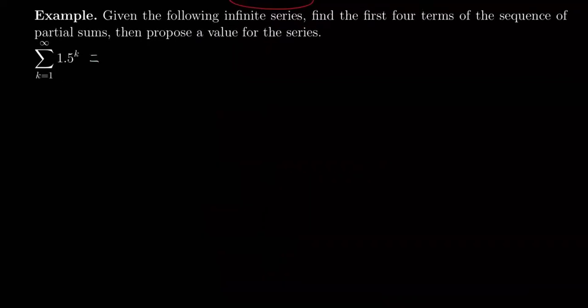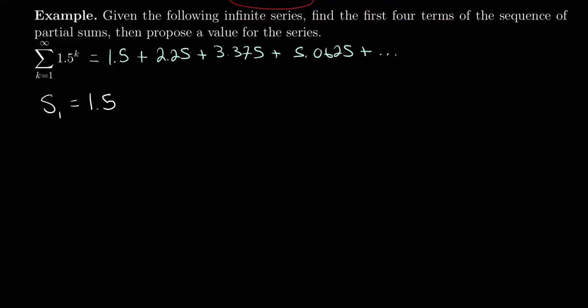So I will start off, plug in 1, I got 1.5. And then I plug in 2 and I got 2.25. And then I'm going to plug in 3 and then I'm going to plug in 4. Don't forget your dot, dot, dot, because this is an infinite series. Then I will do my sequence of partial sums where S sub 1 is just the first term and S sub 2 is the sum of the first 2 terms, whatever that turns out to be.